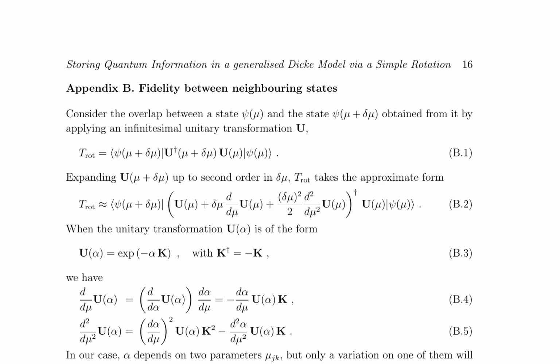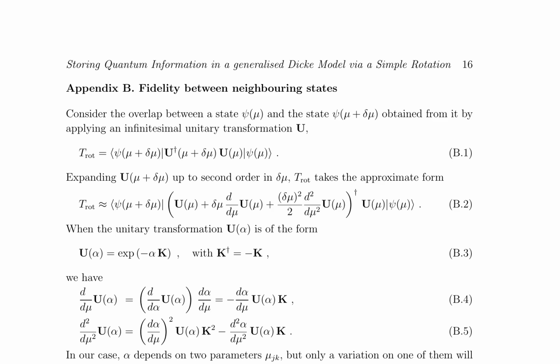In the context of a generalized Dicke model, the fidelity between two neighboring states can be calculated using a simple rotation. This process involves an infinitesimal unitary transformation U, which is a function of parameter micro, and its impact on the overlap between states psi, micro, and psi, micro plus delta micro. By expanding U, micro plus delta micro, up to second order in delta micro, we derive an expression for the squared absolute value of the overlap, in terms of the state overlap and the expectation values of k and k2, where k is an anti-Hermitian operator.